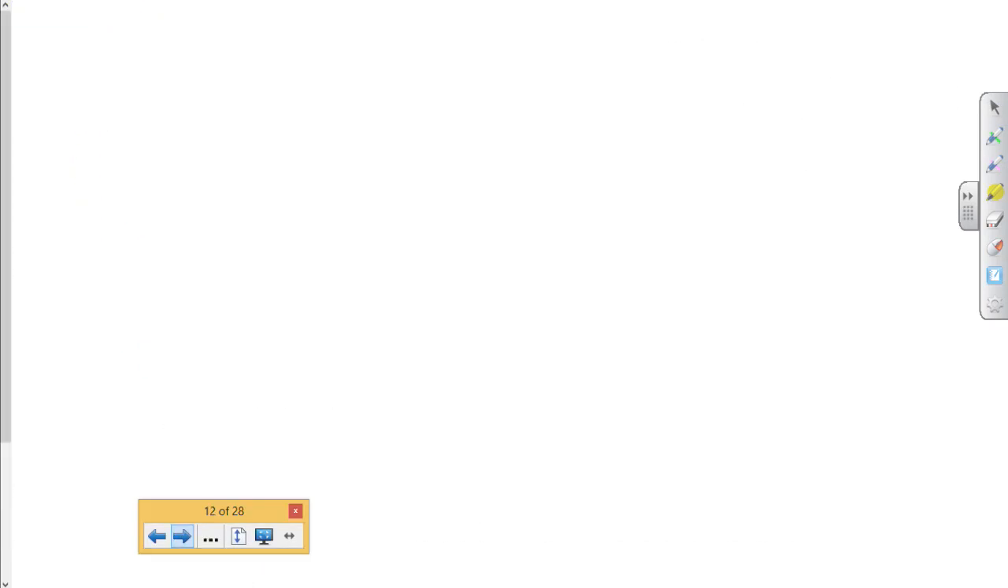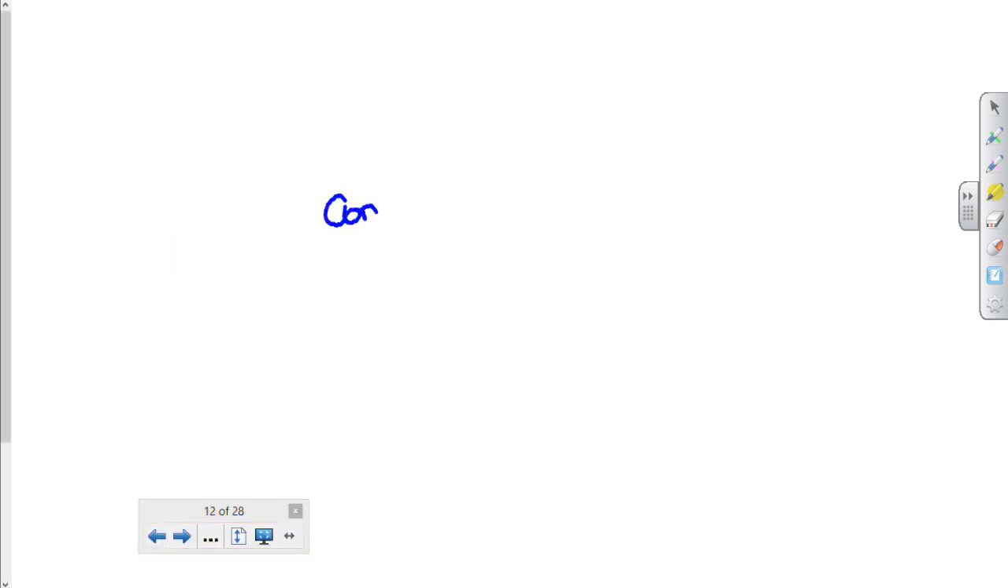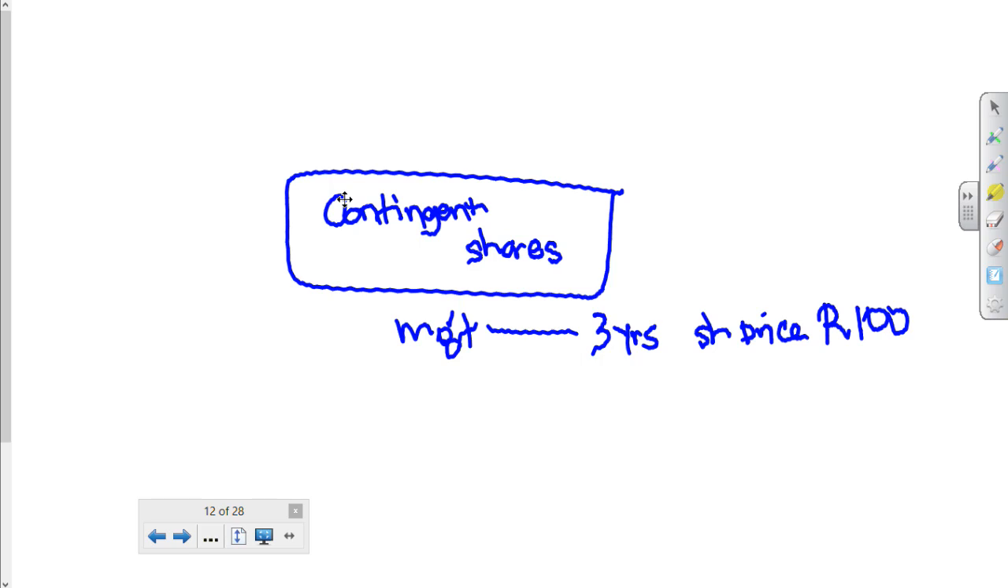Okay. The next one that I have to show you is the contingently issuable shares. Maybe I can do a quick little spiel. The contingent shares are dependent on this future event happening, isn't it? So imagine that I have given shares to management. And I've said to management, in 3 years' time, if the share price is a certain amount, 100 Rand, they will get shares. Do you agree it's a potential dilution, potential shares? And so I would need to account for it in my diluted earnings per share, isn't it?